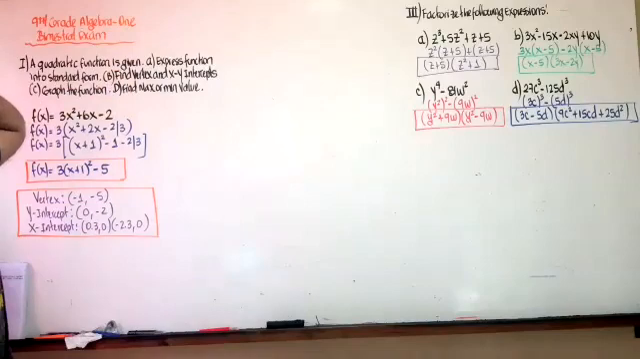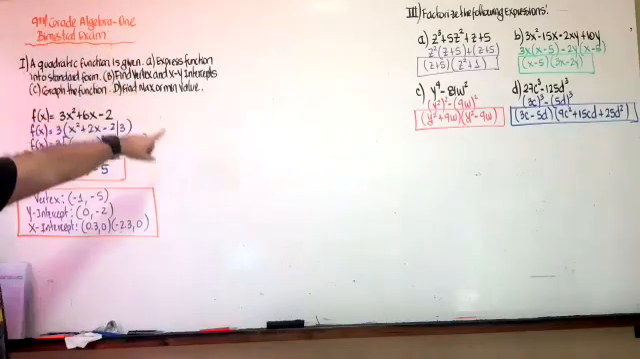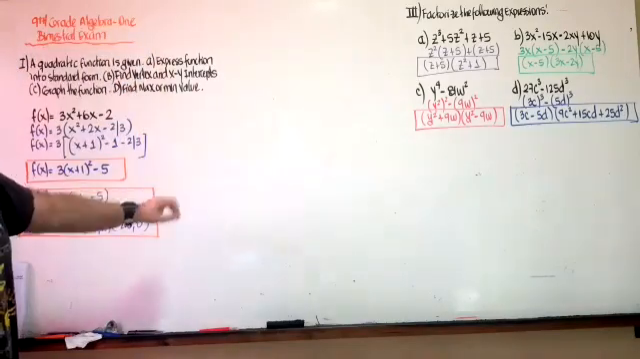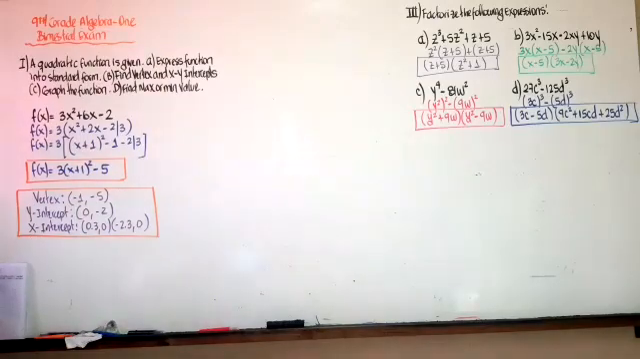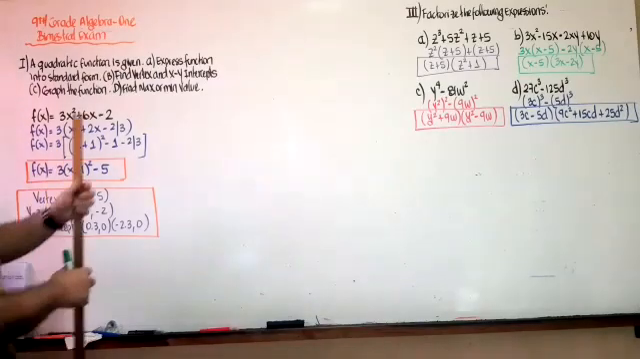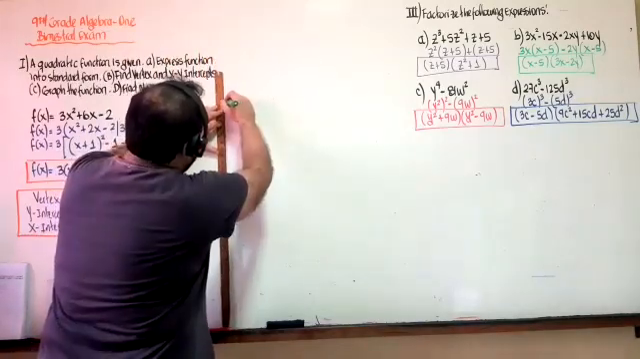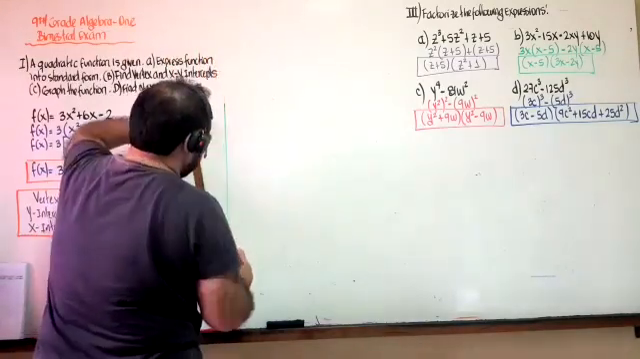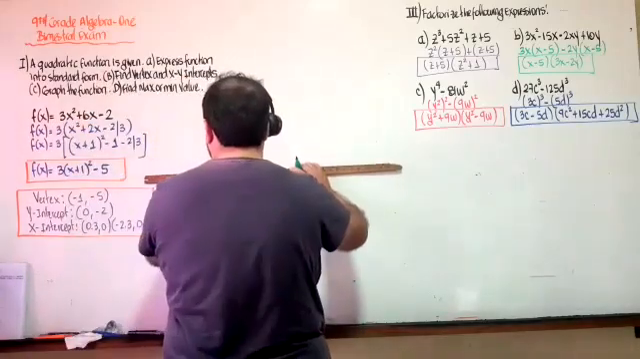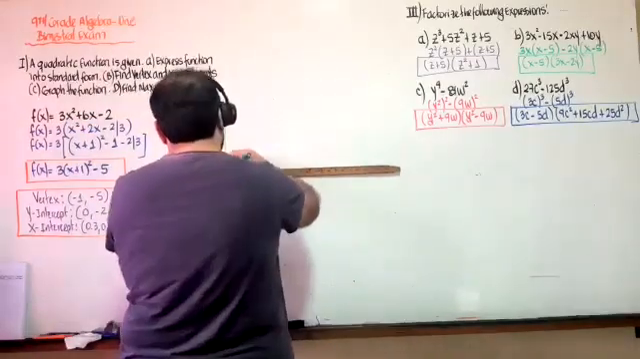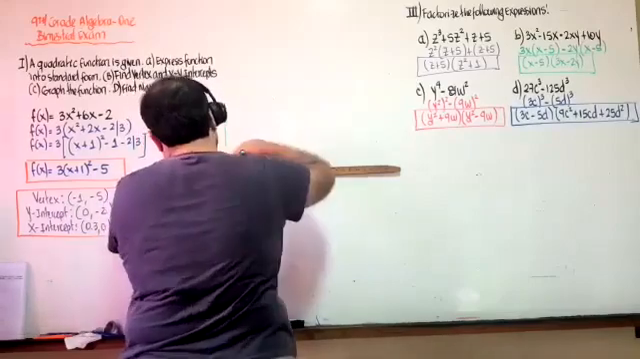Remember, if the parabola opens upward, that means the vertex represents a minimum value. If the parabola opens downward, that means we're going to have a maximum value. Now we're going to graph the equation. Not a big deal. If you want to use table values, you can do it.